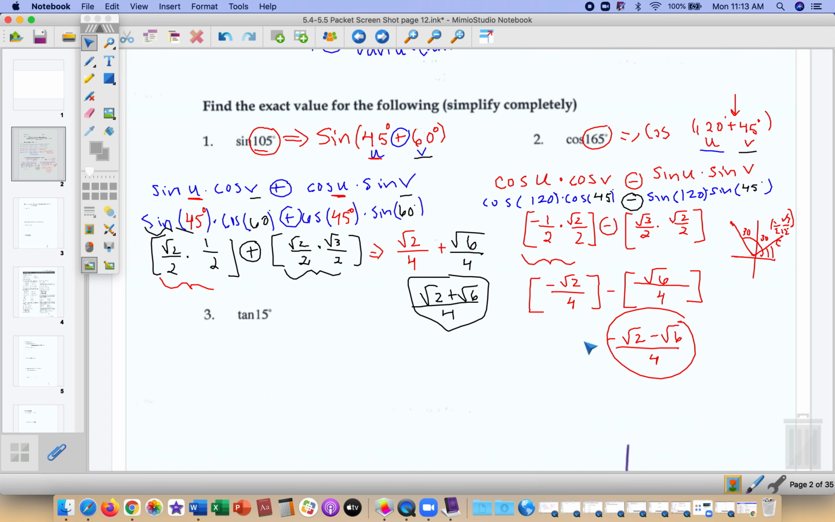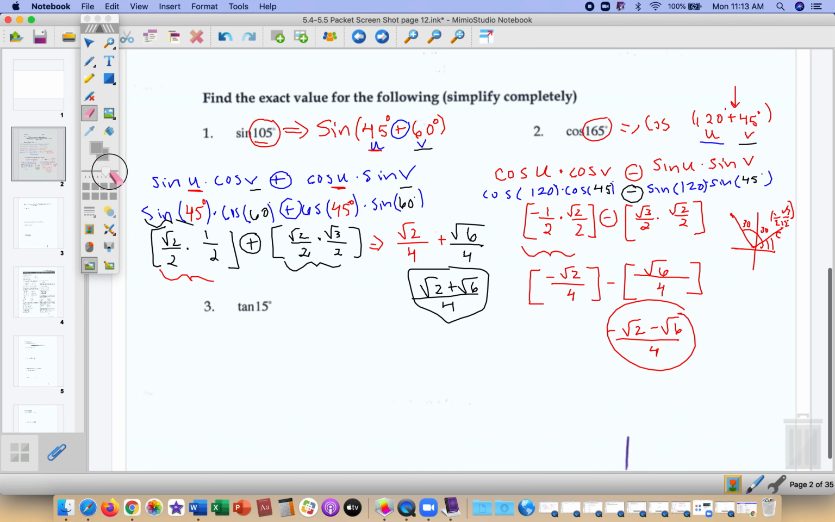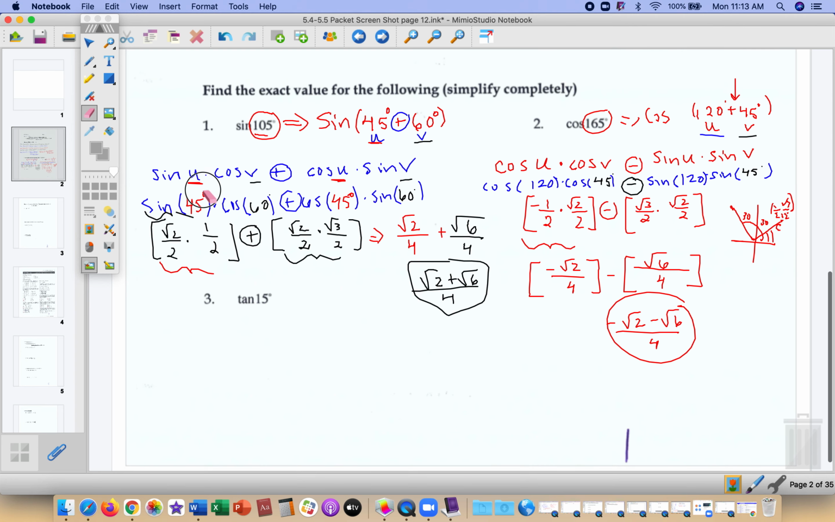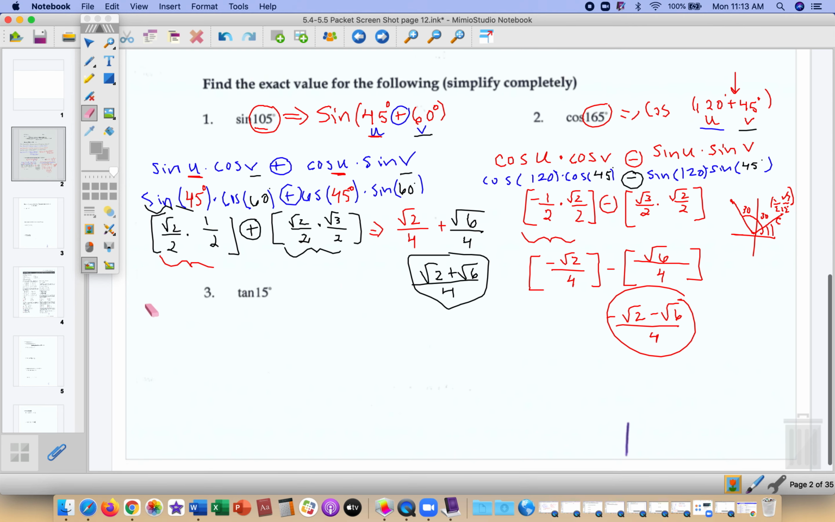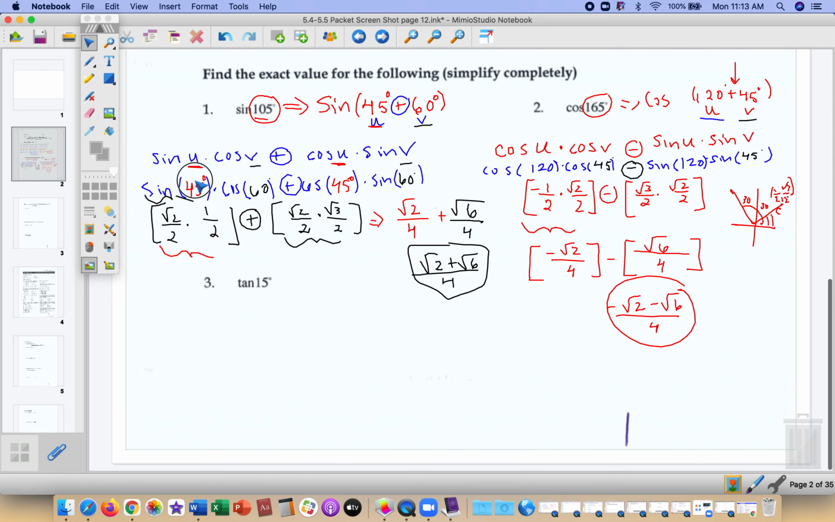Let's look at the next one. I'm going to erase. We're going to look at the tangent. The tangent's a little tricky, right? So we can decide two numbers that add to 15 or subtract to 15.